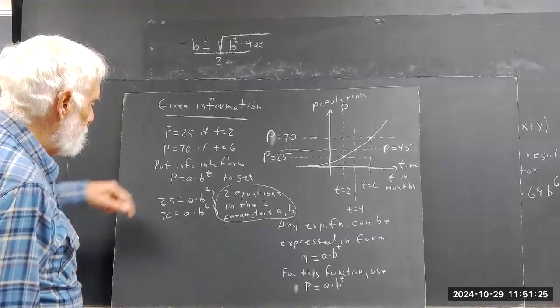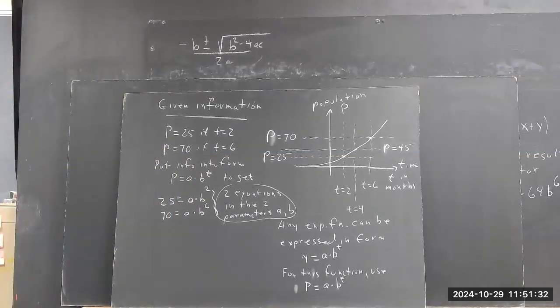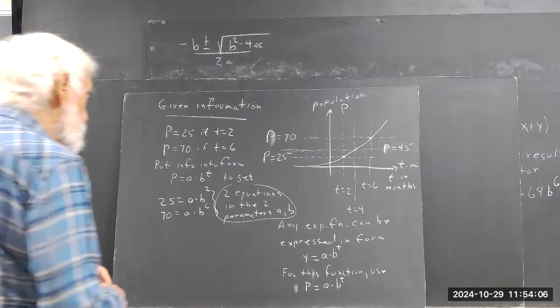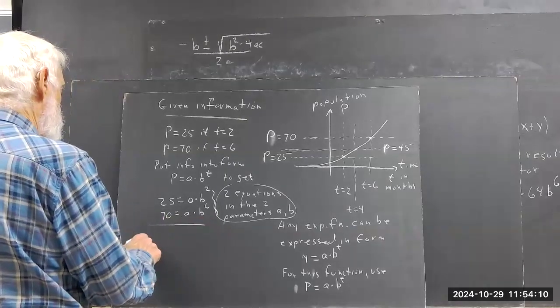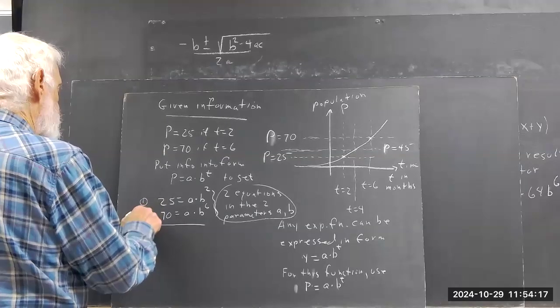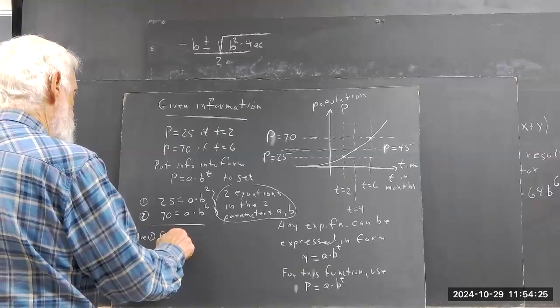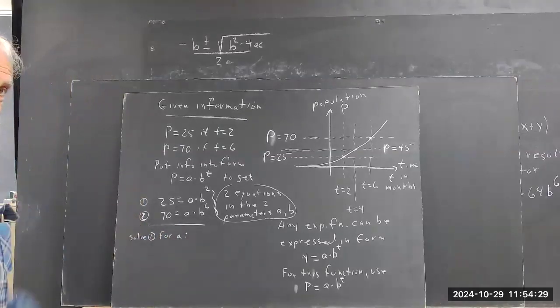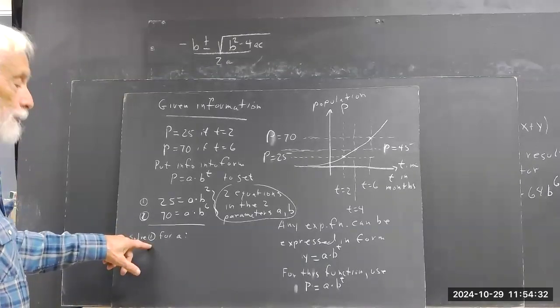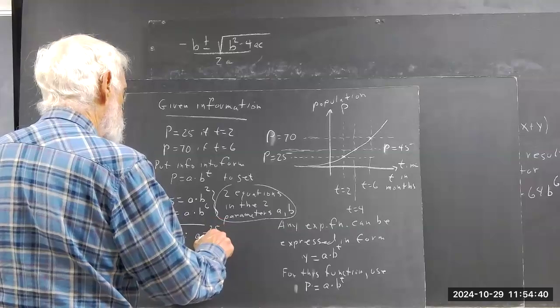Well, how about this? Can you solve the first equation for A? I'll use a circle 1 and a circle 2 to refer to these 2 equations. Instead of saying solve the first equation, it's easy to just write solve circle 1 for A. Well, you're going to get A equals 25 over B squared.